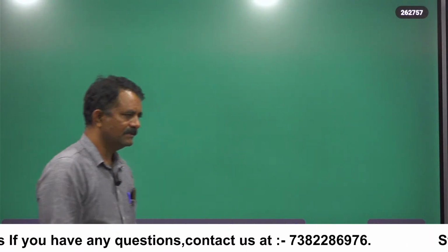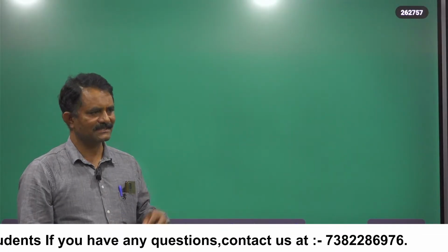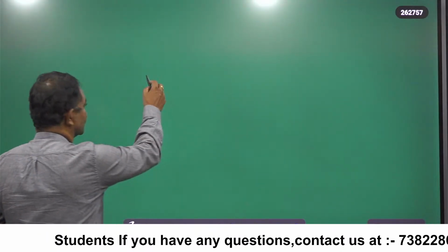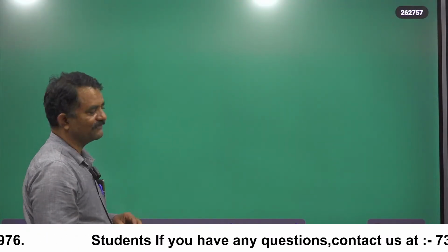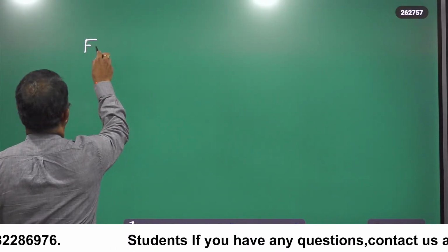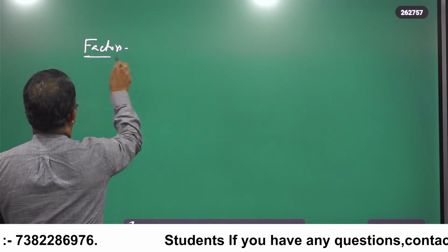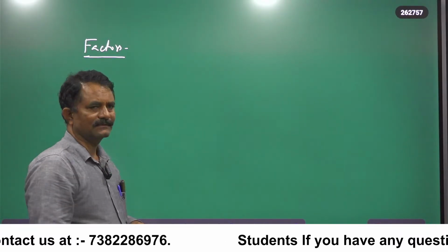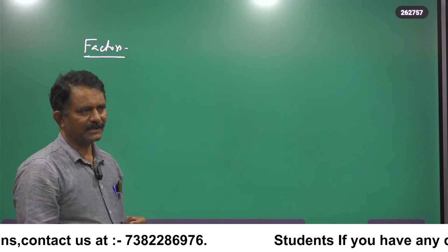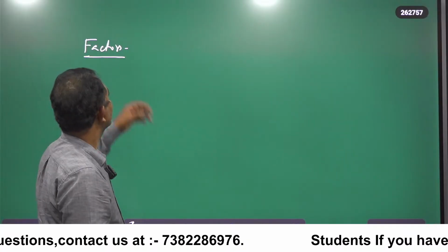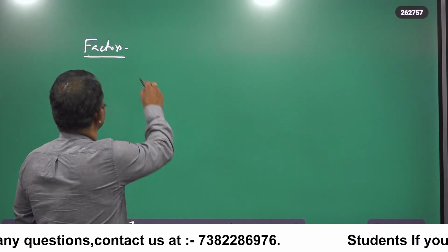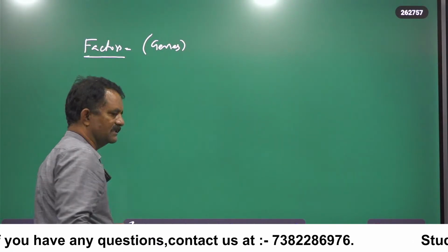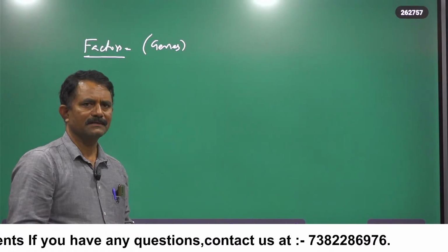So in inheritance, something is passed from parent to progeny. What is that something? Mendel said that they are factors, which carry the characters from parent to progeny. Now these factors are called genes.